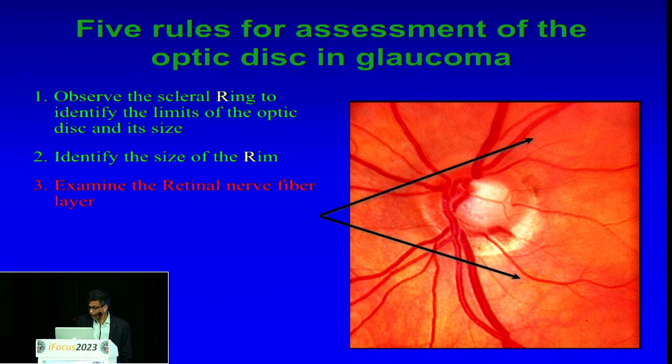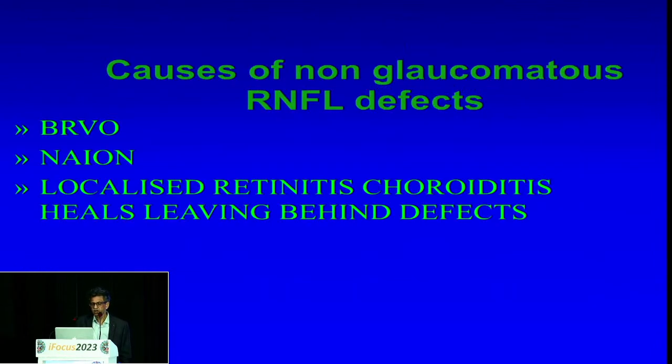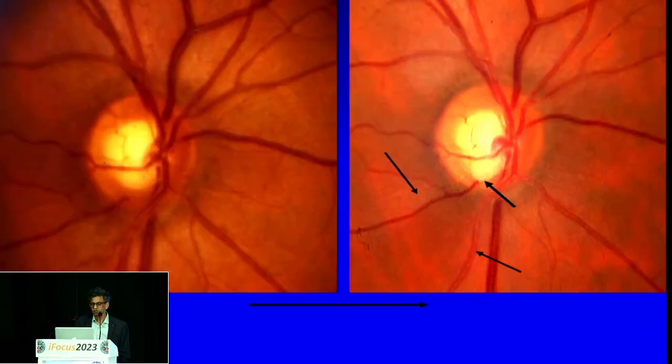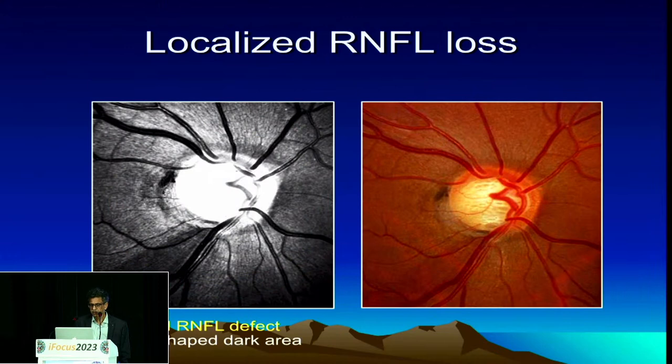And then the retinal nerve fiber layer. Please remember, RNFL examination is very, very important. Dilate, use red-free light, and then look for it. First described by Hoyt and Newman. Normally you will see white striations, but here you see slit-like wedge defects starting from the disc margin. BRVO, NAION, retinitis, choroiditis, etc. can also have that, so be very, very careful. We have already shown you: there is a notch and there is an associated wedge defect, but they are so much clearer in the red-free light. So you can just mark it out and you know that, yes.